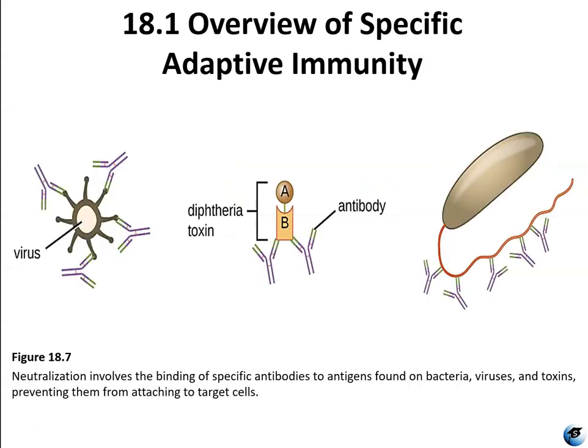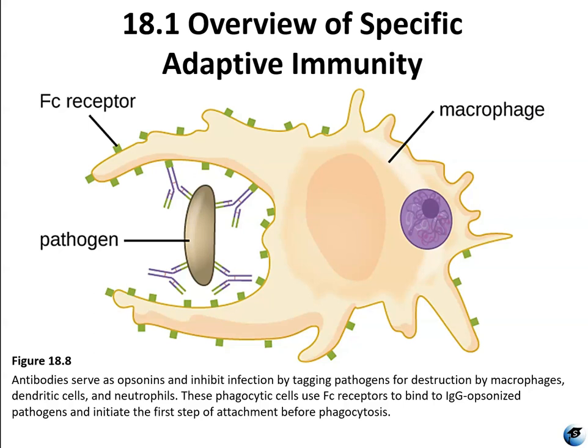Neutralization involves the binding of specific antibodies to antigens found on bacteria, viruses, and toxins. This prevents them from attacking and attaching to target cells. Antibodies serve as opsonins, so they coat, right? Opsonization, the coating. They also inhibit infection by tagging pathogens for destruction by macrophages, dendritic cells, and neutrophils. The phagocytic cells use receptors to bind to antibodies, opsonize pathogens, and initiate the first step of attachment before phagocytosis.